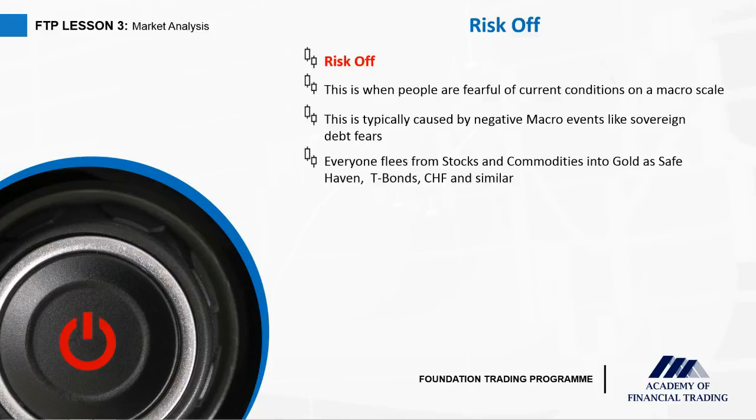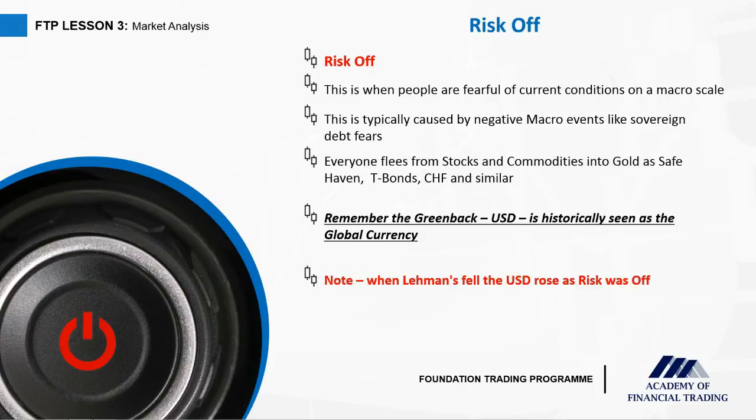Some of you may know this already. They look to commodities. They look to things like gold or sovereign bonds or commodity-rich currencies such as the Swiss franc or the Australian dollar. So they can, in some instances, look to the US dollar, which is seen as a global currency.